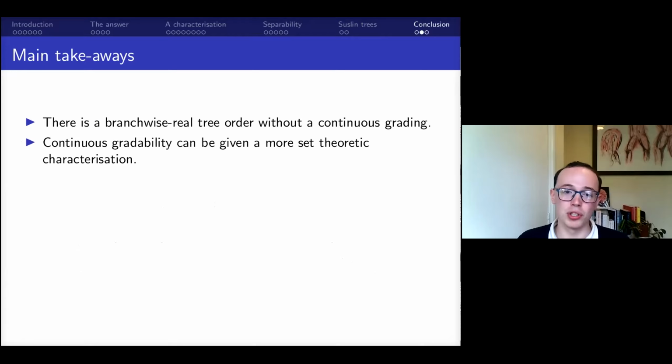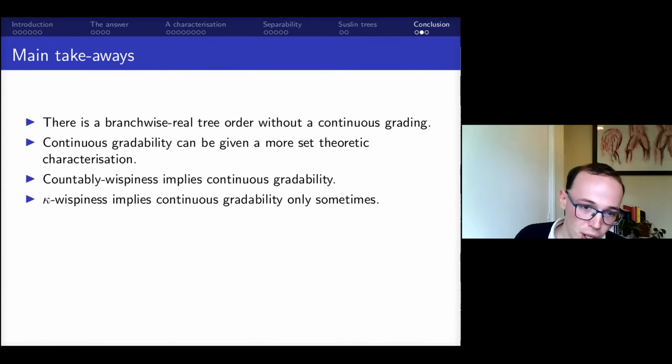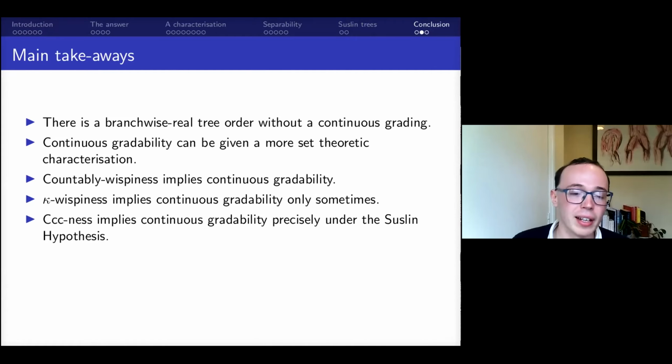In the second part, I produced a characterization of when a branchwise-real tree order has a continuous grading, which is more set-theoretic in nature. And then in the third part, we were looking at refinements in the main question. We see that countable wispiness implies continuous gradability. However, kappa wispiness implies continuous gradability only in certain situations and certain additional assumptions. And finally, CCC-ness implies continuous gradability precisely under the Suslin hypothesis.